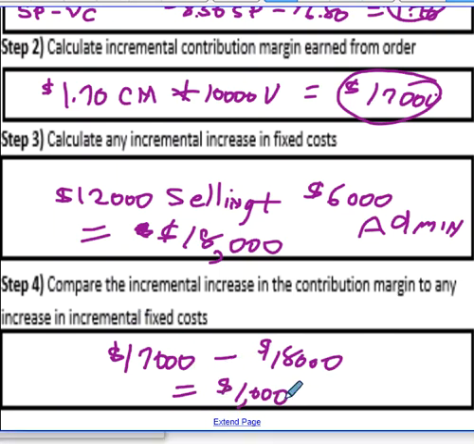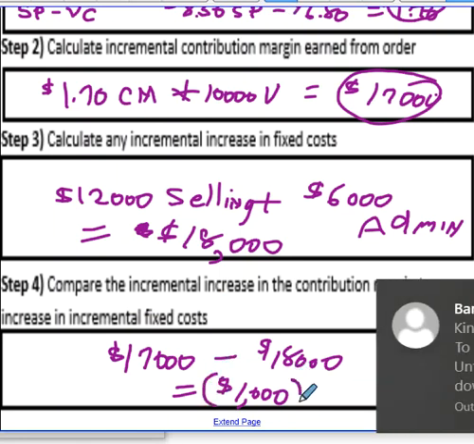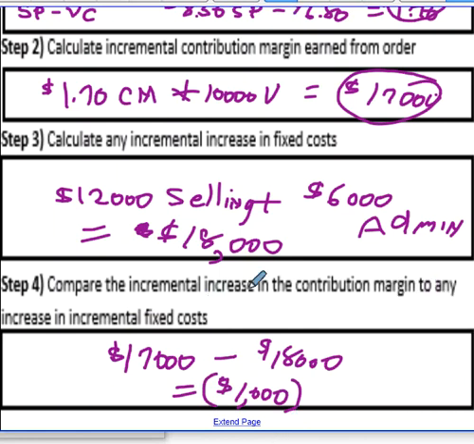And the result is I end up with a negative $1,000, which means that I'm actually $1,000 worse off under this scenario if I accept this particular order. So this is an example of what we call an incremental contribution margin calculation.